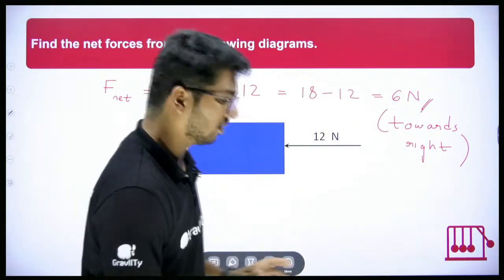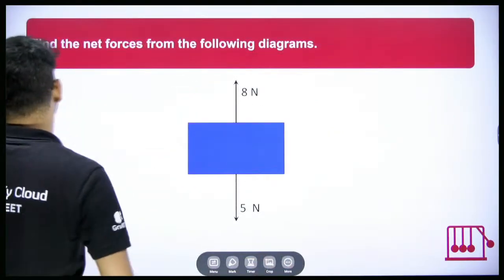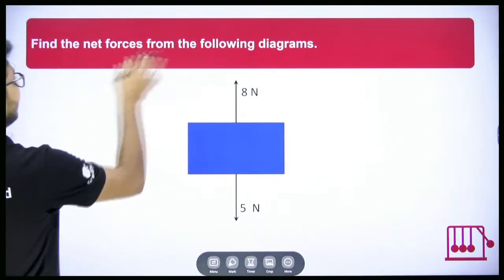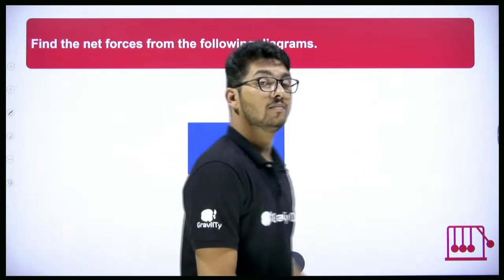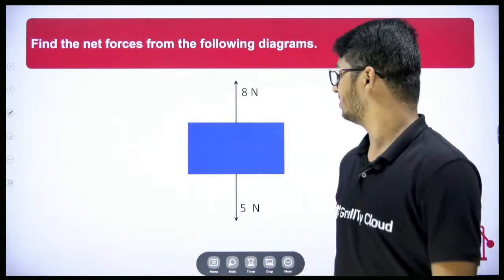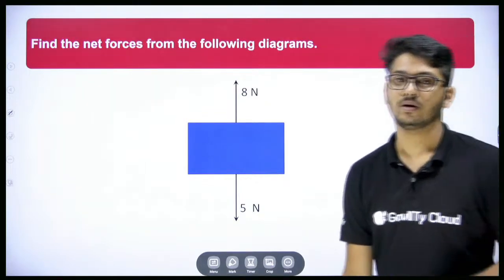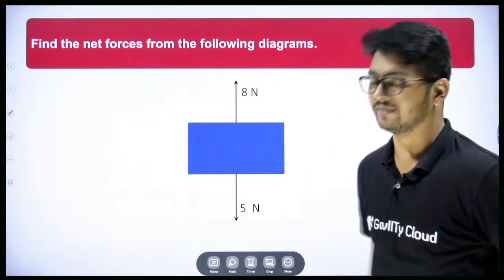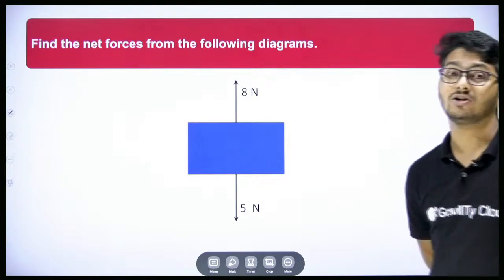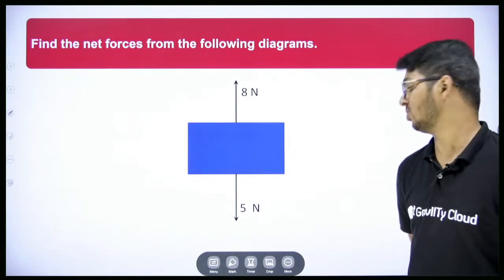Clear? Okay. Next. Find the net force from the following diagram. It's an interesting case. Here it is not right and left, here it is up and down. So what is the net force in this case, everyone? We need the direction also, not only the value but the direction also.